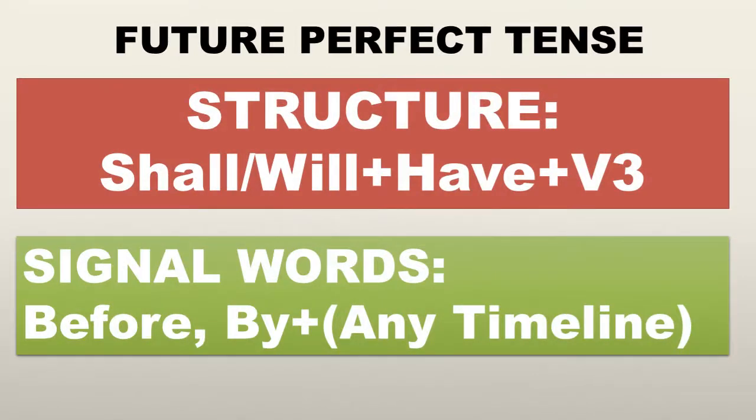Future perfect tense is used to show the completion of an action by a certain time in the future. Now, if you look at the signal words, you will see one signal word is before, the other one is by plus any timeline. Any timeline means it could be tomorrow or today, it could be Monday, Tuesday, January 2020, etc. Means it has to indicate a timeline. If there is by and along with it any timeline is there, you have to write the sentence in future perfect tense.